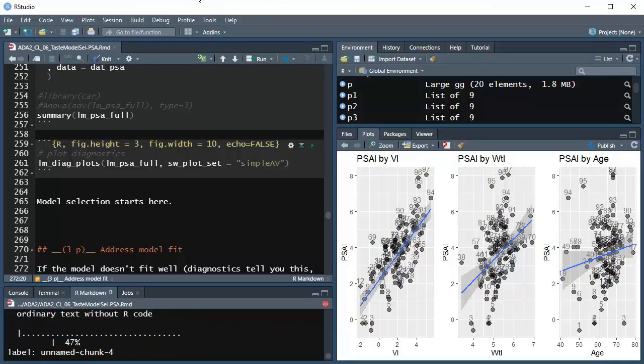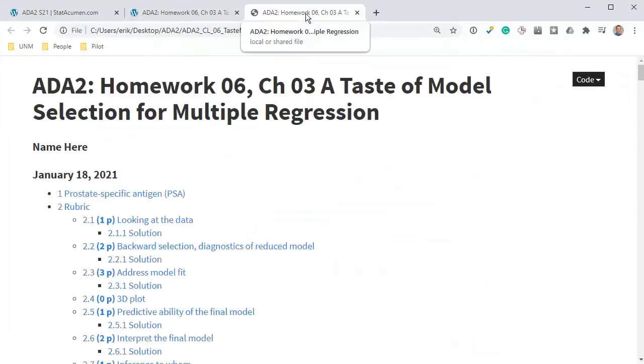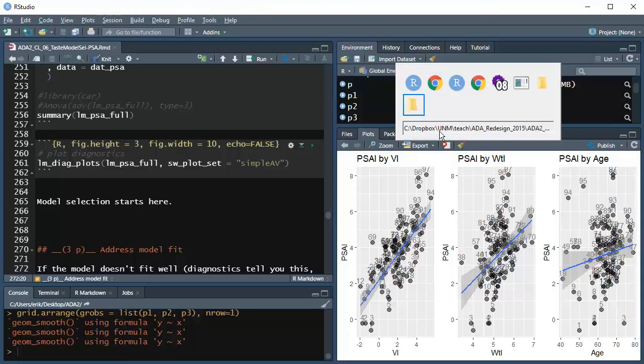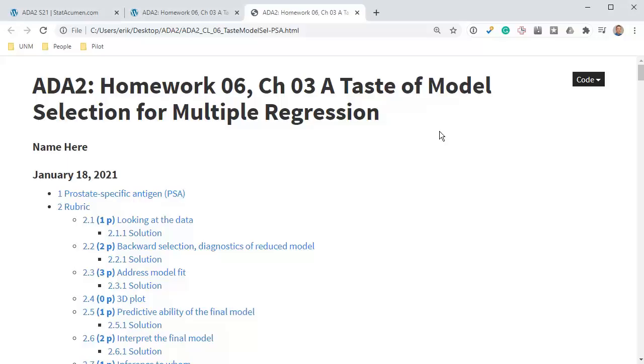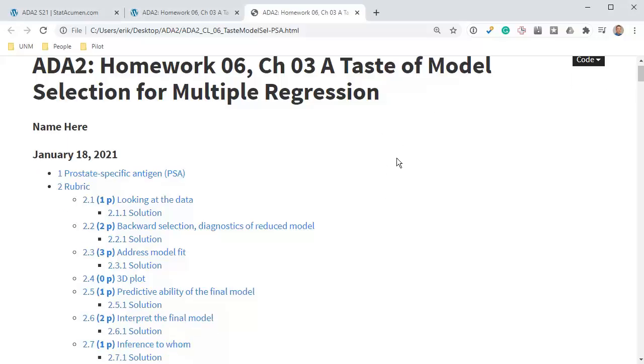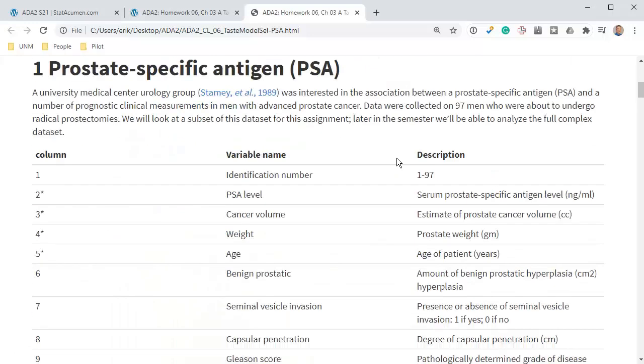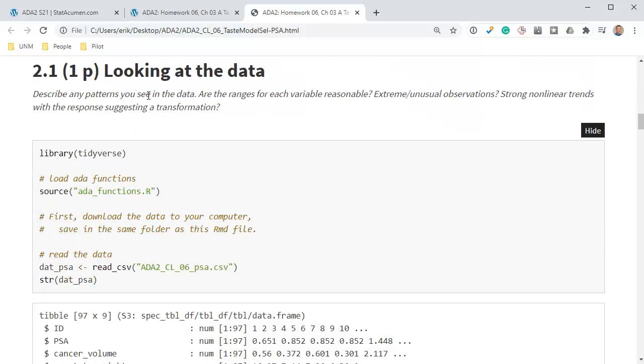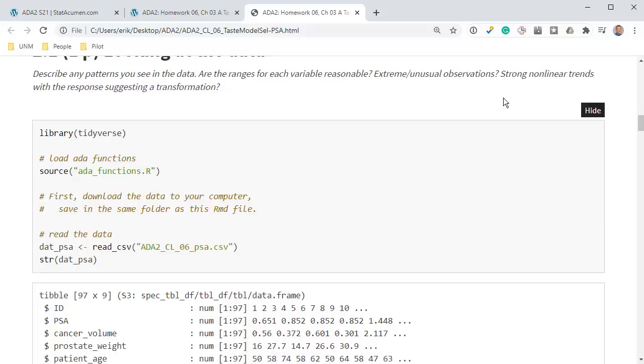All right, we will open this file in the browser, and once RStudio finishes compiling the most recent version, we will refresh this window. Okay. All right, so let's scroll down and make sure we're answering all the questions. So look at the data, describe the patterns you see, ranges, unusual observations, nonlinear trends. Okay.